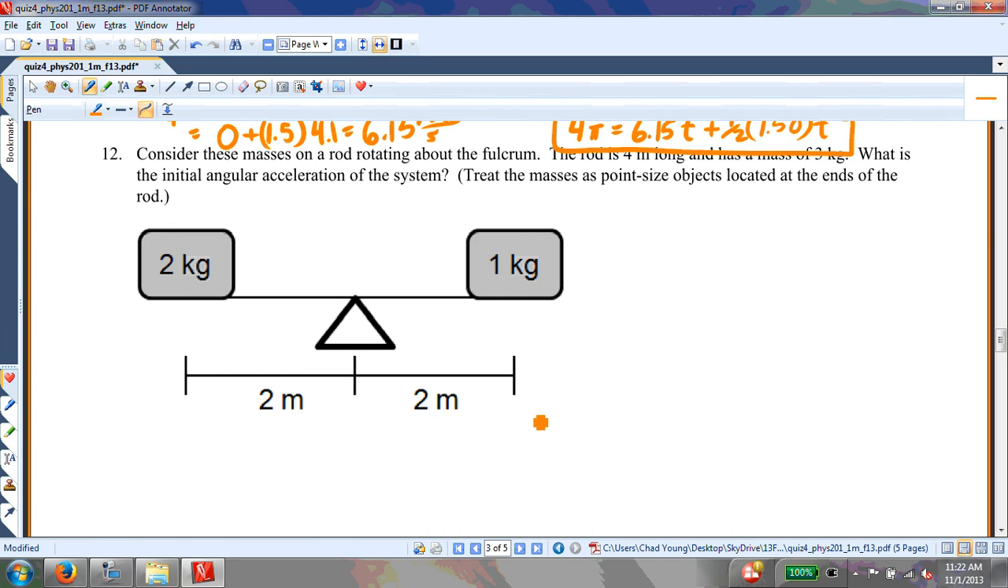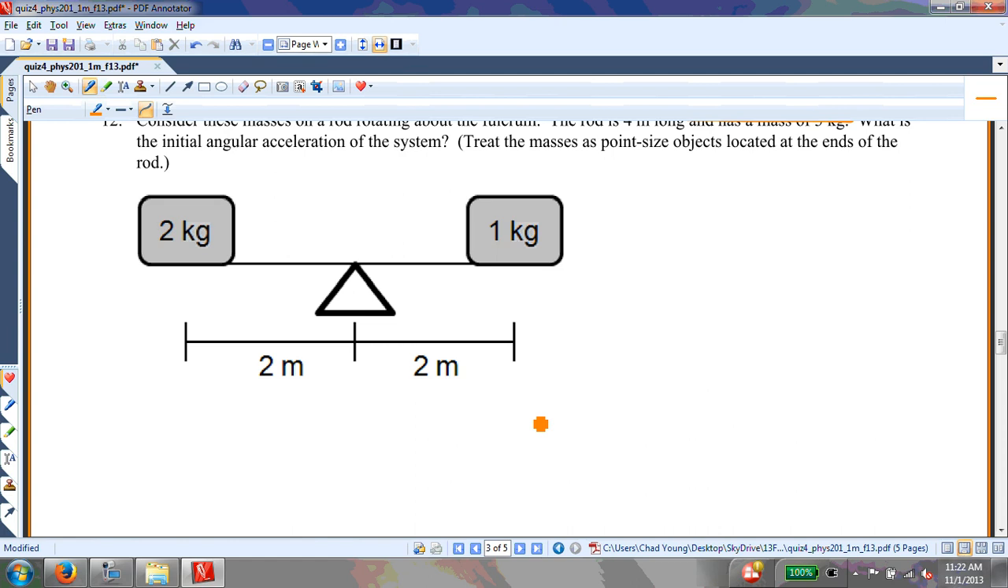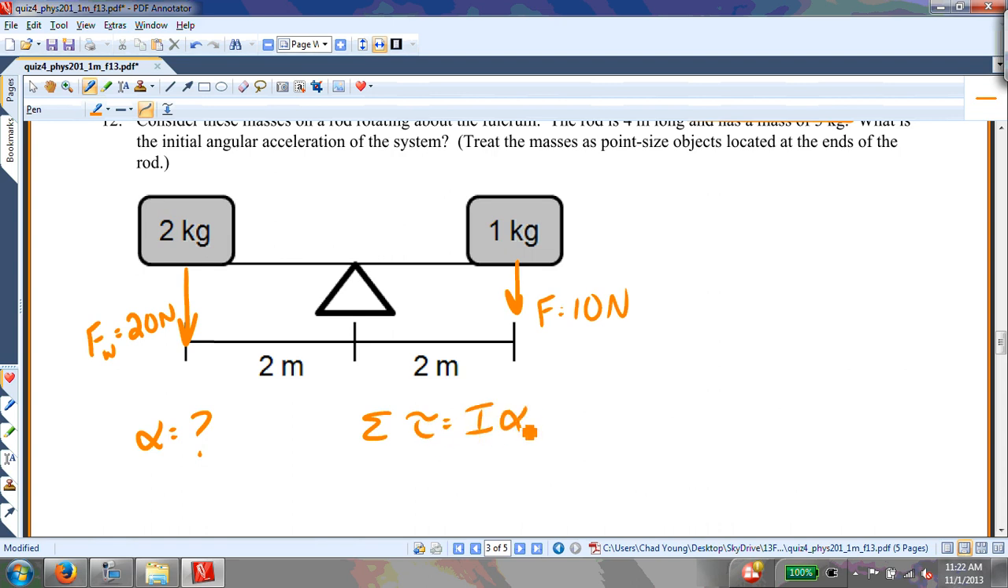Okay, so I have a couple different things here. First, let's list the forces. So I have a force here, that's the force weight, which is 2 times g. I'll call that 20 newtons. And here I have a force equal to 10 newtons. And I want to know what is alpha equal to. The sum of the torques equals I times alpha.